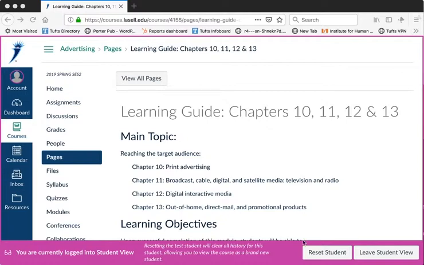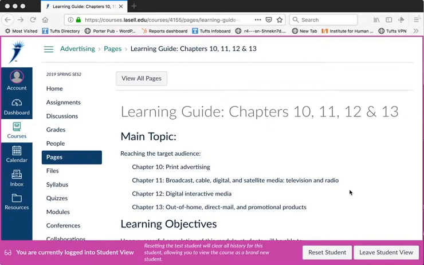And then we'll move to chapter 11, which talks about broadcast, cable, digital, and satellite media. Basically, television and radio. It'll focus more on those two media. You learn the characteristics of each of these media, the advantages and drawbacks of each, and you understand the most effective way to buy advertising media.